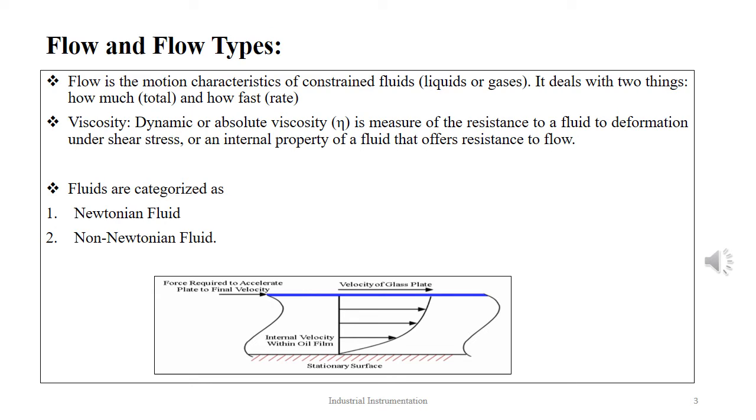Flow is the motion characteristics of constrained fluids that can be liquids as well as gases. It deals with two things, how much, that is total, and how fast, that is rate. Then the next term is viscosity. Dynamic or absolute viscosity is measured in terms of eta. It is a measure of the resistance of a fluid to deformation under shear stress, or an internal property of a fluid that offers resistance to flow.